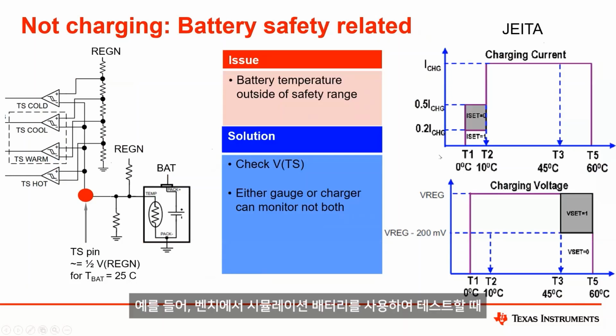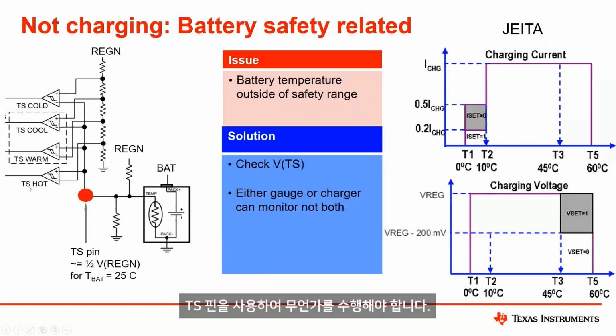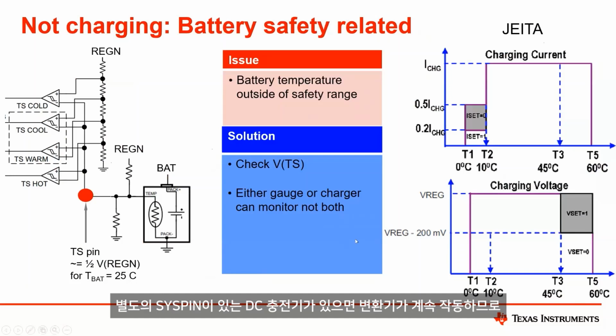So when testing, especially on the bench with a simulated battery, for example, you want to make sure that you do something with that TS pin, or you will end up with a fault and the charger will stop charging. If you do have an NVDC charger with a separate SYS pin, the converter will still function, so you'll still get a SYS voltage, but you'll just stop with the charge current.